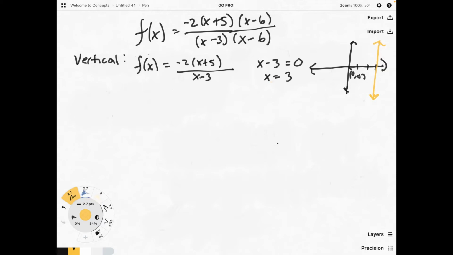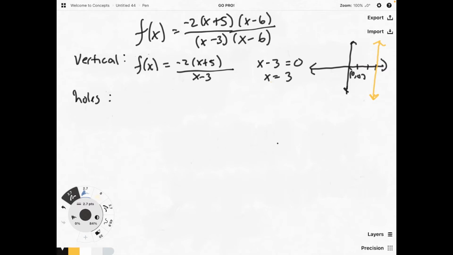So to account for that, we're going to solve for our holes in the problem. And in this case, again, because we're looking at common factors, which is that x minus 6, that's all we're going to focus on.